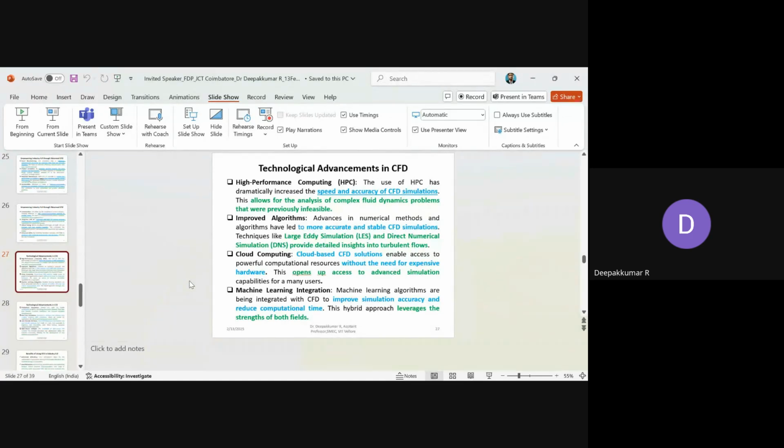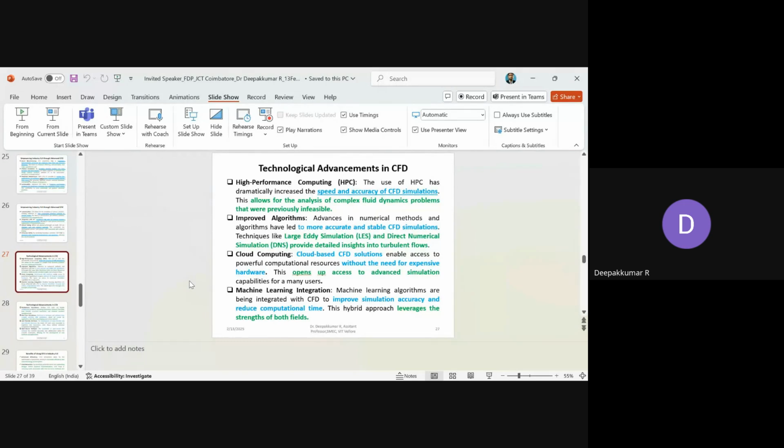And cloud computing. Cloud-based CFD solutions enable access to powerful computational resources without the need for expensive hardware. Otherwise, you need to go for some hardware equipment for storing your data, a huge amount of data over a long span of time. It will take a huge amount of effort and money. So cloud-based simulation will facilitate this access. And machine learning integration. Machine learning algorithms are being integrated with CFD to improve simulation accuracy and reduce computational time. So the integration of machine learning with CFD software will lead to better reduction of computational time.